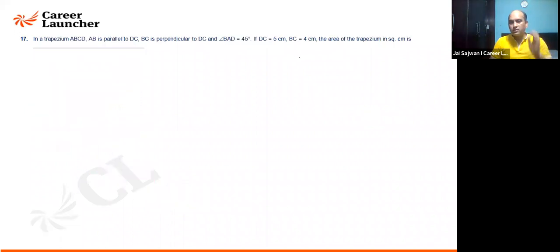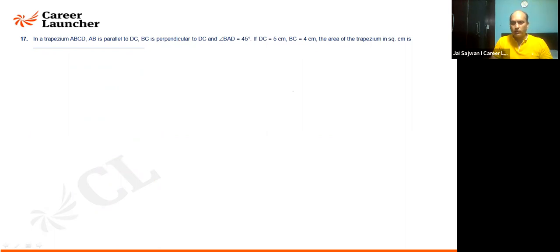Now, let's come to this question, very interesting one. In a trapezium ABCD, AB is parallel to DC, BC is perpendicular to DC. BAD is equal to 45 degree, DC is 5, BC is 4. Find the area of trapezium.